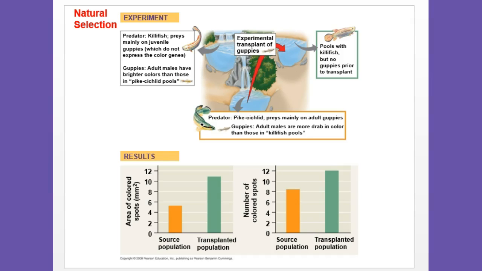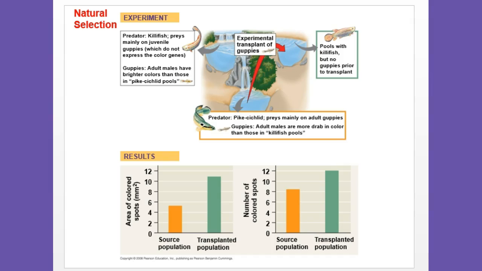This is just showing their experiment. The predator that they added to their pool or their pond was a killifish that preys mainly on juvenile guppies, which do not express color genes yet. The guppies they put in were adult males that have brighter color than those in pike cichlid pools.